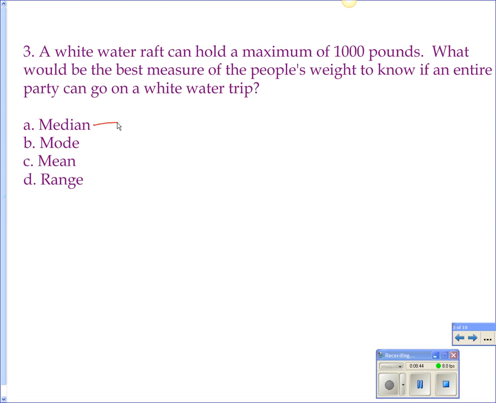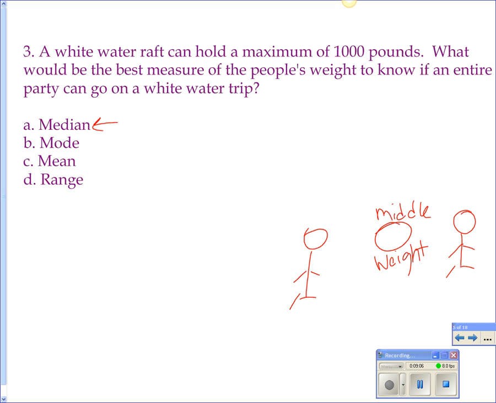Let's look at the median first. The median would be the weight that occurs in the middle, all right? If I know the person who weighs the middle weight, does that tell me anything about how much this person weighs or how much this person weighs? No, so it doesn't give me any clear cut. I don't know what this person weighs or this. I only know what the middle person weighs.